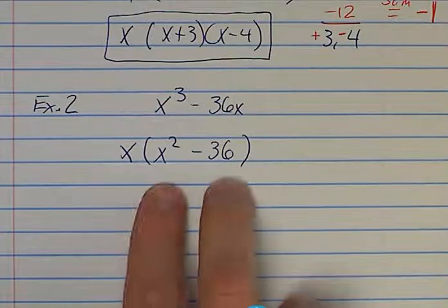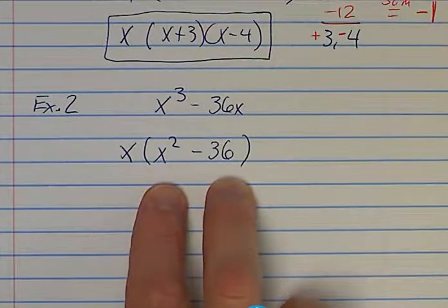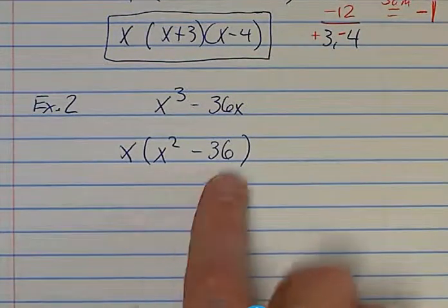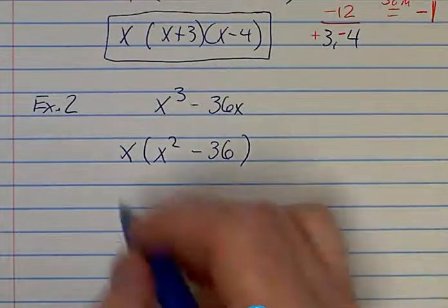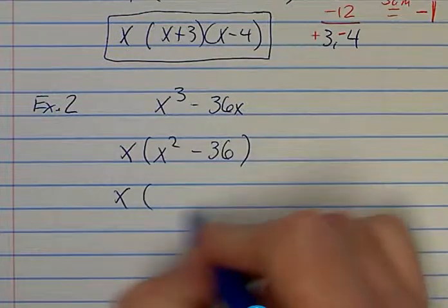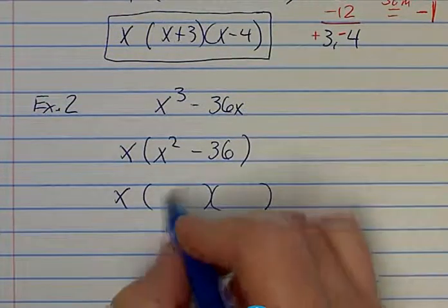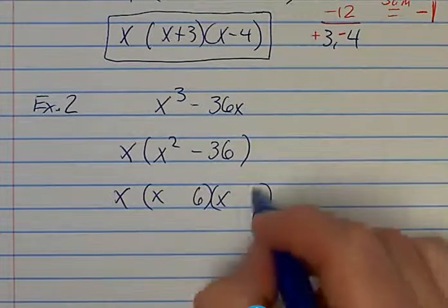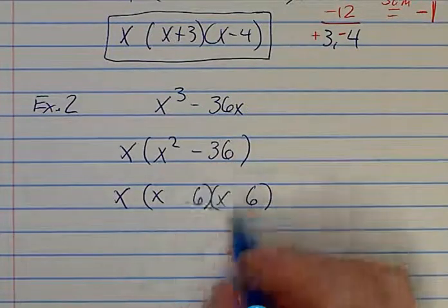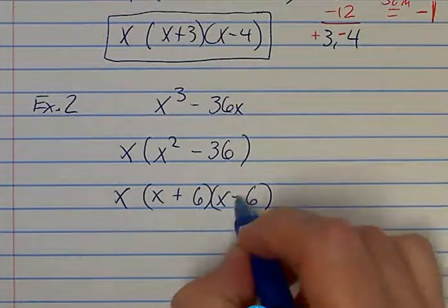And for those two numbers on the inside of the parentheses, what are those two numbers? Perfect squares, right? Because x squared would be x times x, 36 would be 6 times 6. So as long as it's a difference of two perfect squares, that's when we can do our shortcut. And we can make this one x times x, and to get 36, we do 6 times 6. And since it's negative 36, one's going to be positive and one's going to be negative.